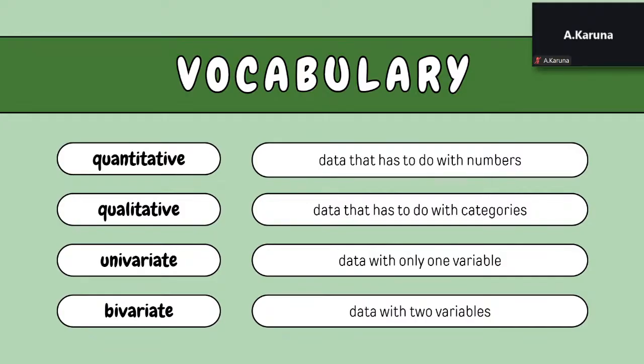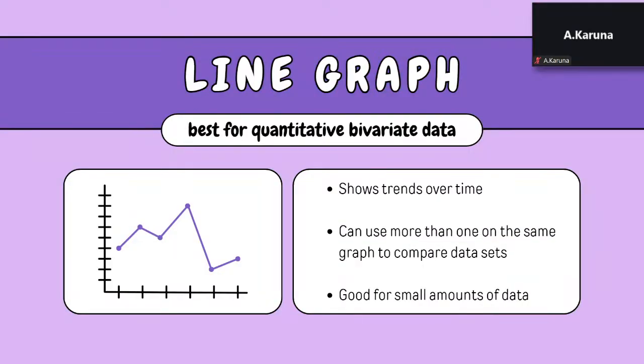So now a univariate is data with only one variable. You know what a variable is, right? Just one thing that they're asking for, okay? And bivariate is data with two variables, two things, okay? So let's move on.